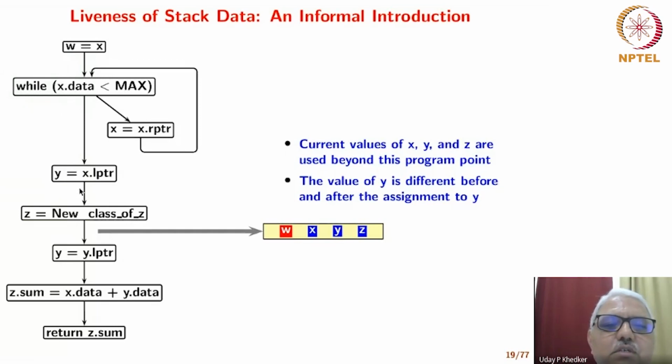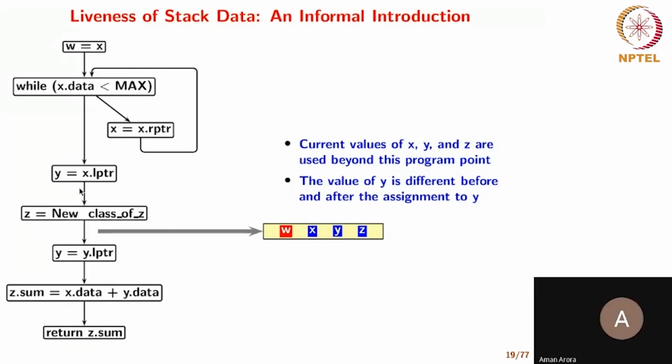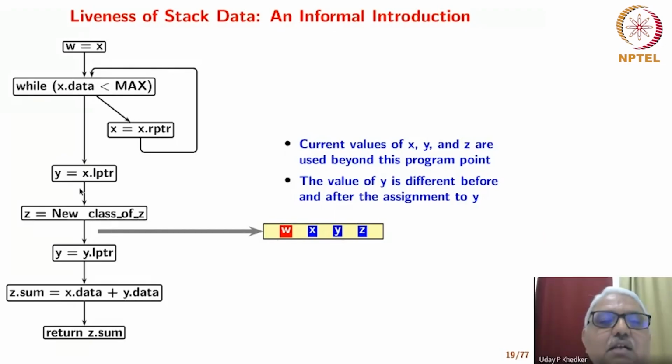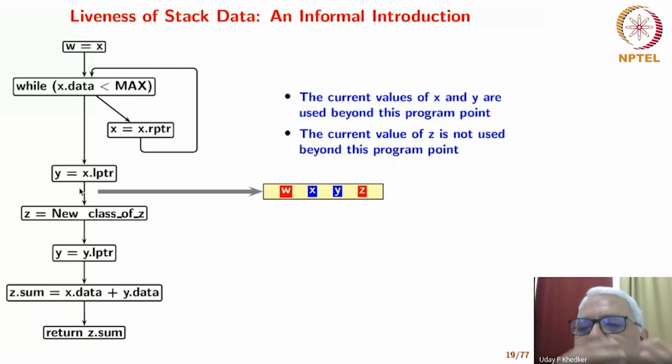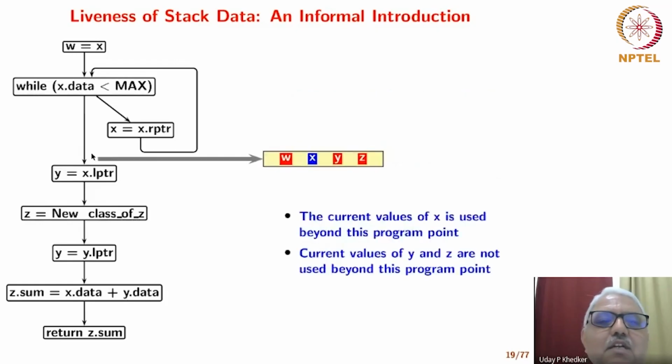Z is equal to new class of Z. Which variables are live? X and Y. In particular, Z is not live because we are redefining Z. We might put anything in Z. We might put any address in Z. It doesn't matter. Right? And so Y becomes dead. Similarly, when we go above this, we observe that Y is dead here. Because Y is reassigned, only X is live.